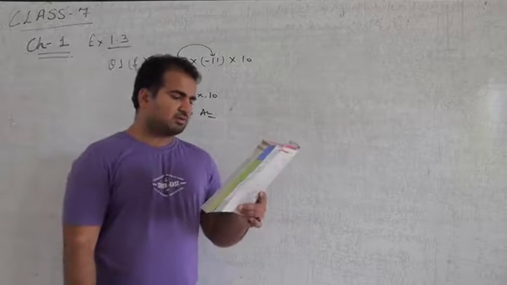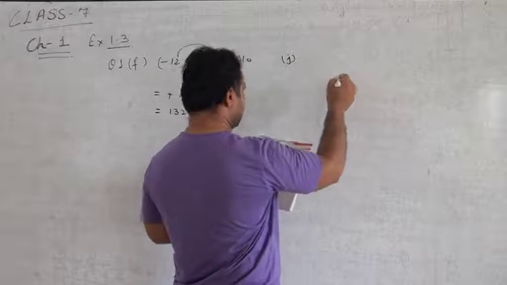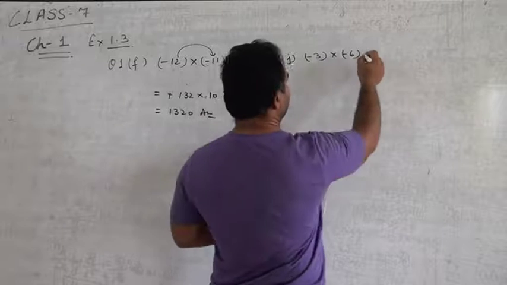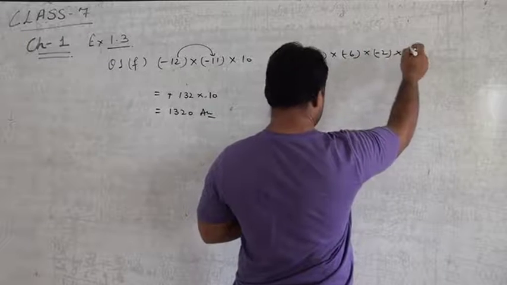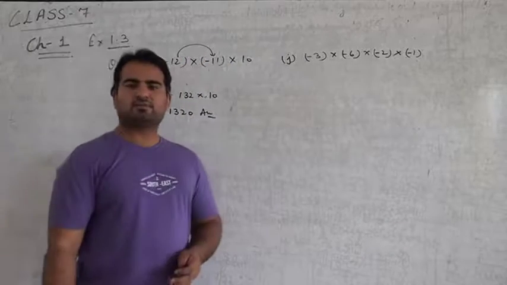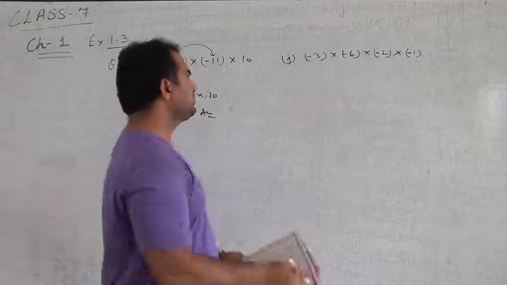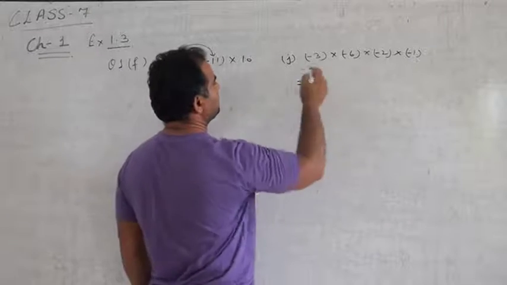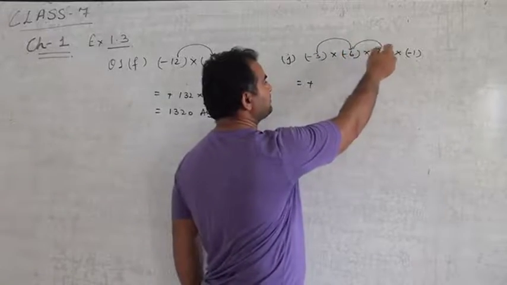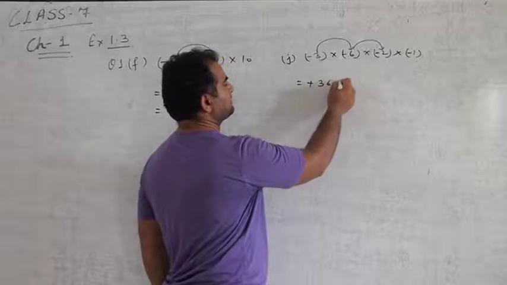Okay. Question number J is minus 3 multiplied by minus 6 multiplied by minus 2 multiplied by minus 1. How many negative signs there are? 4. So if there are 4 negative signs, then the answer must be positive. So we will write plus, what is 3 into 6? 18. What is 18 into 2? 36. And 36 into 1? Answer is 36.